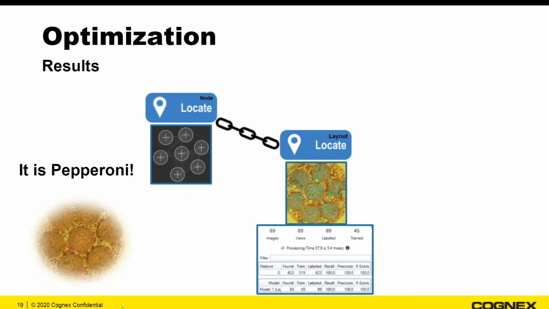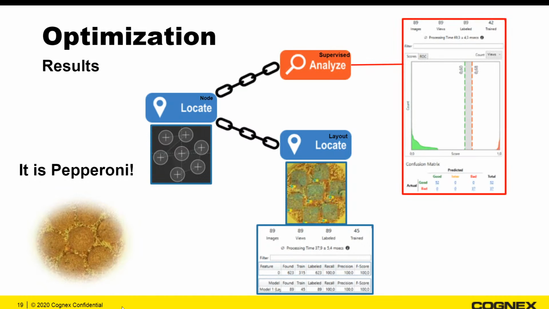So in this way, I can find all the pepperonis and specify if every single pepperoni is in the correct place. And I can also do a second check. I have another tool in parallel with my Locate Layout, and another tool getting the information, the X, Y, and angle from the Locate tool. Now I'm using an Analyze Supervised. As you remember, I was labeling these mushrooms, and also some tomatoes, and anything which looks strange in my pepperoni, I was using exactly this tool.